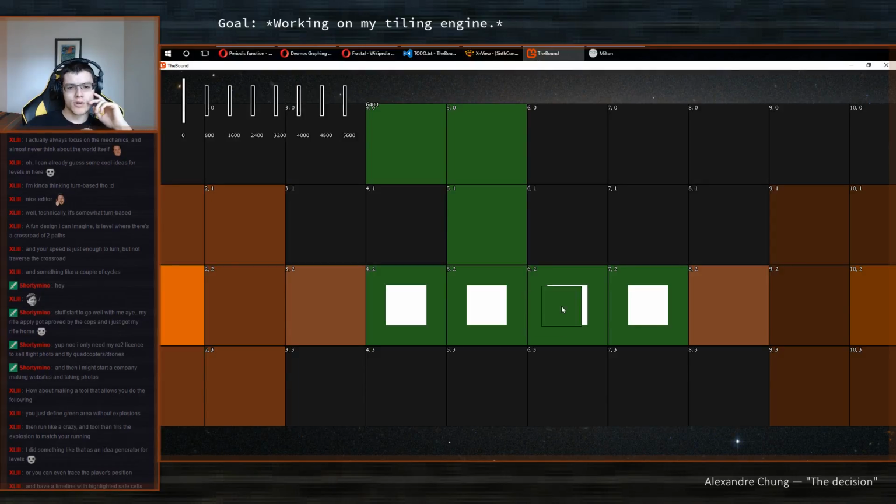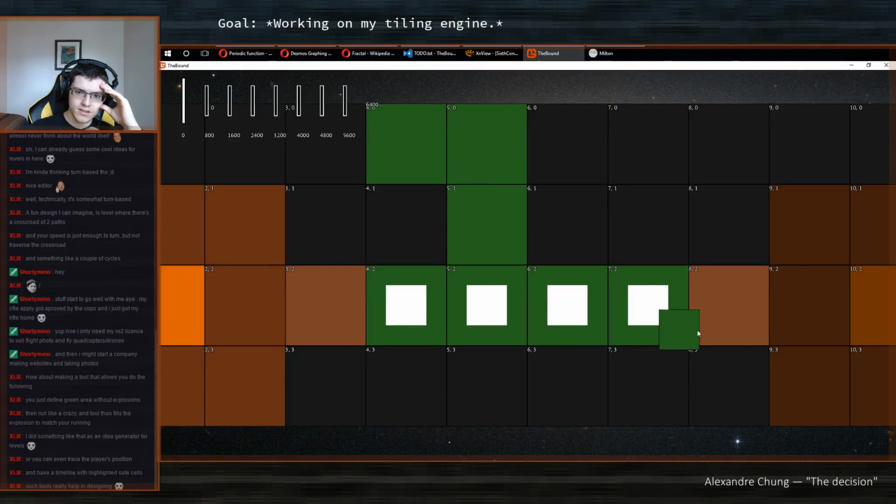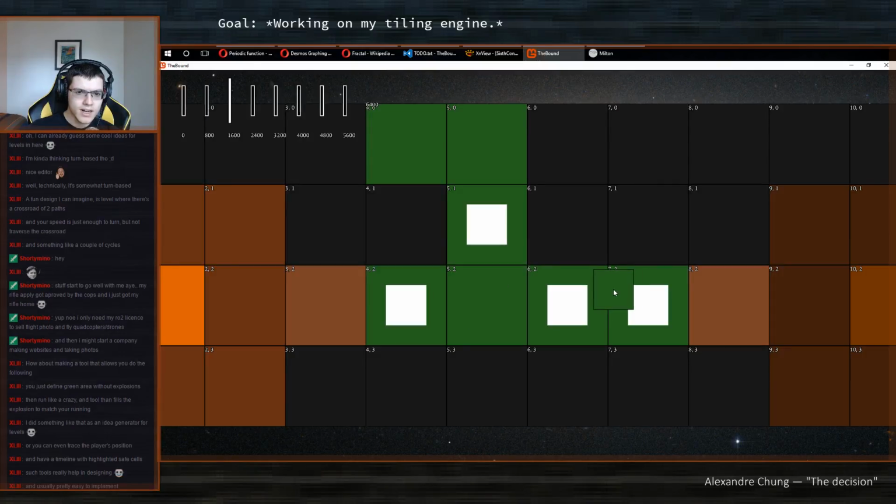And obviously the goal is to have as few explosions as possible. Just enough to block the paths that I don't want them to take. But give them like... yeah. What I have is already not bad for designing. But it's still kind of hard.